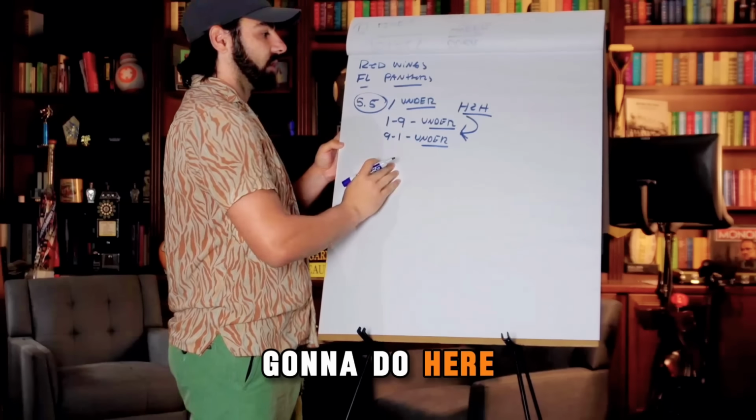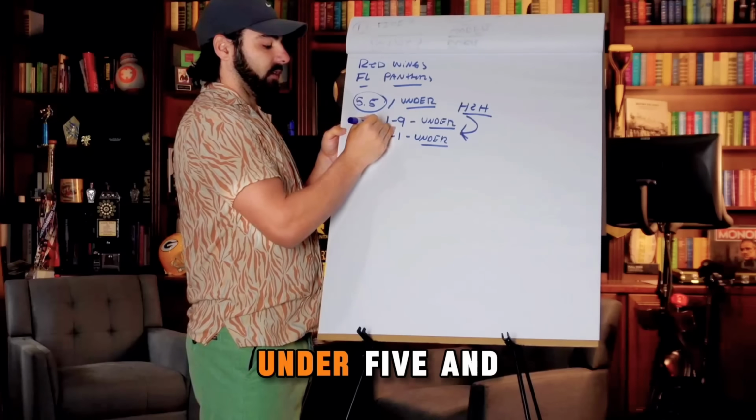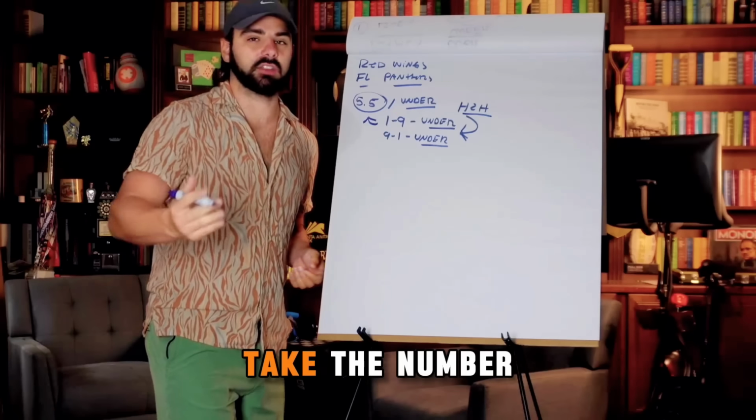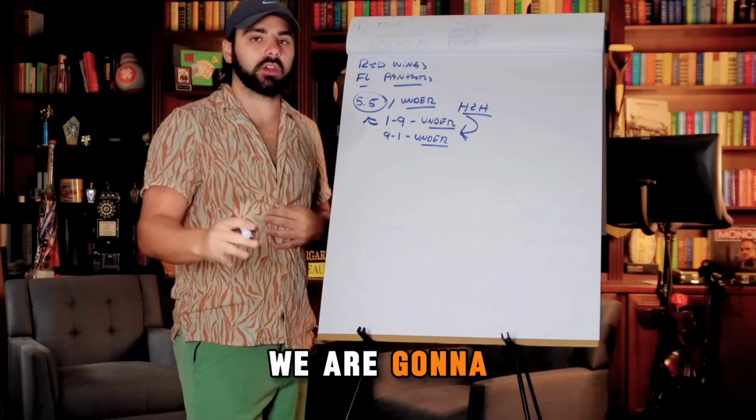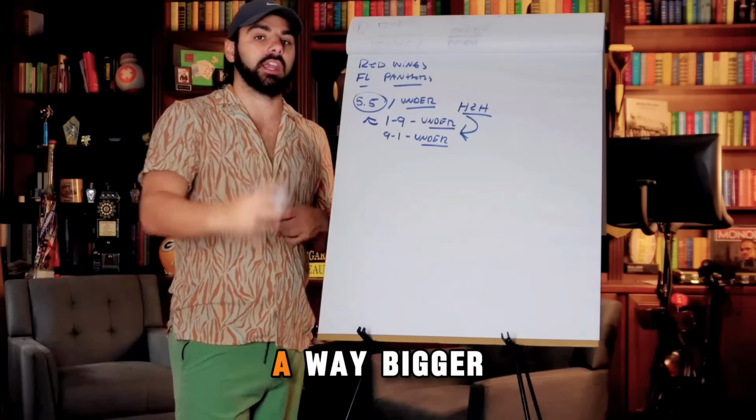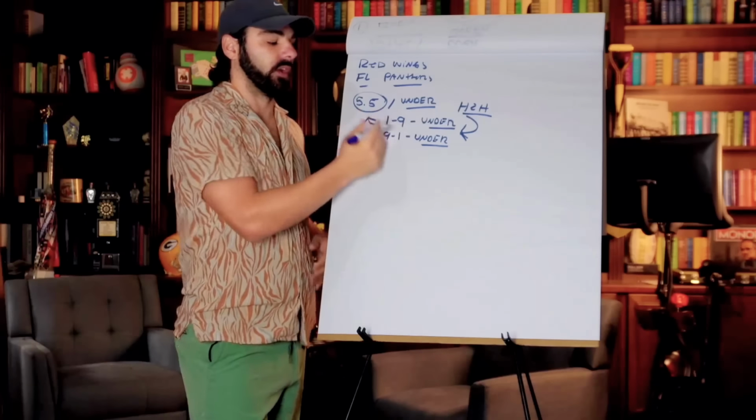So what we're going to do here is not just take the under 5.5. We're not going to take the number that the sportsbook gives us. We are going to manipulate that to give us a way bigger edge than what we already have.